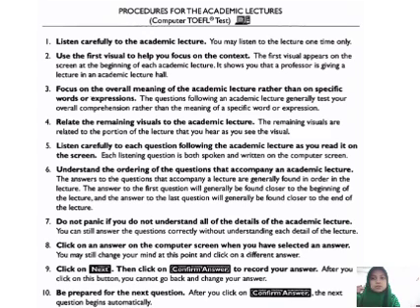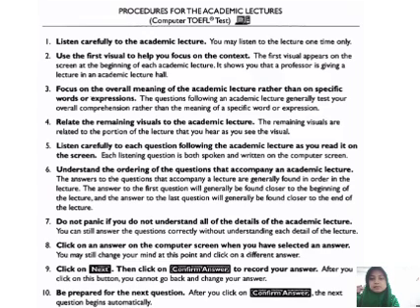And the third, focus on the overall meaning of the academic lecture rather than on specific words or expressions. Fourth, relate the remaining visual to the academic lecture. The remaining visuals are related to the portion of the lecture that you hear as you see the visual. Fifth, listen carefully to each question following the academic lecture as you read it on the screen. Each listening question is both spoken and written on the computer screen.